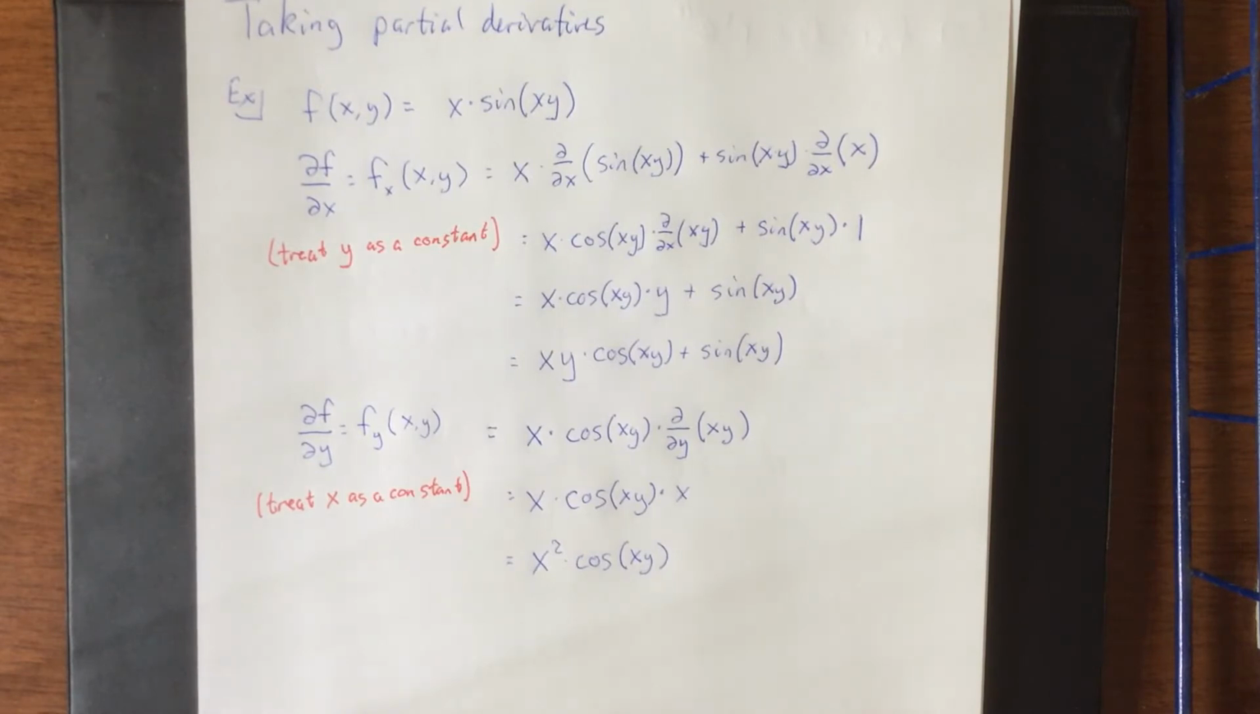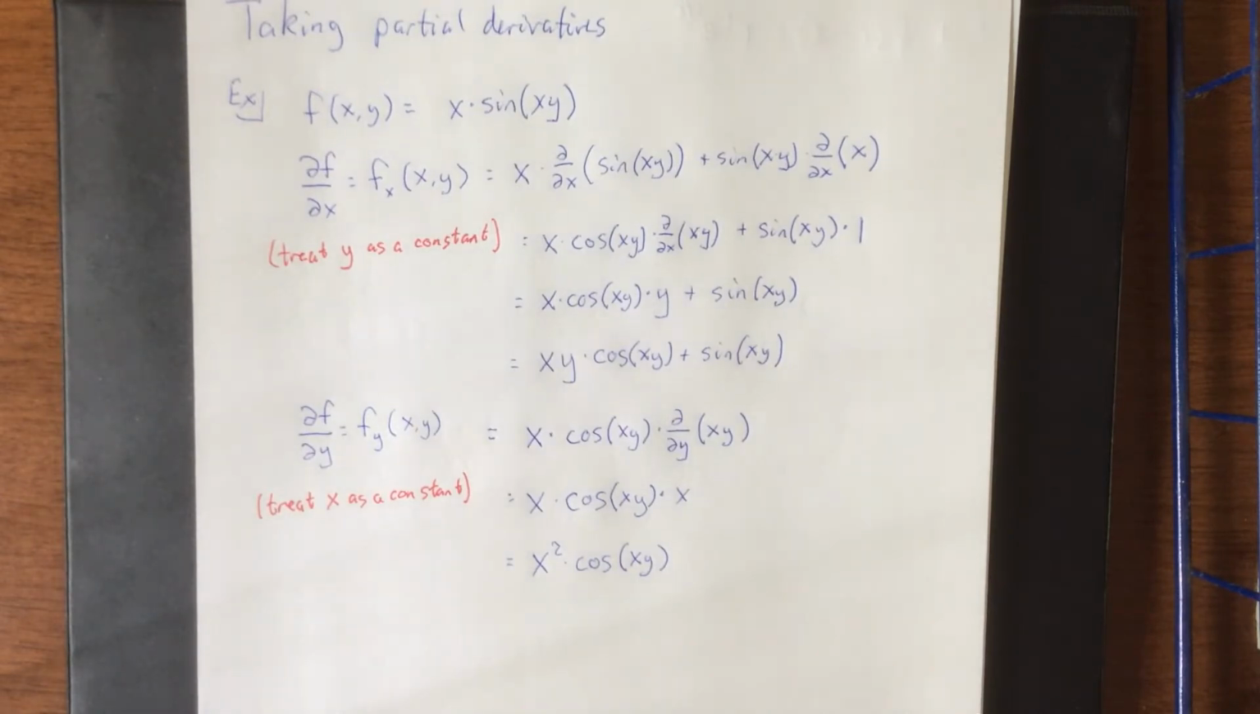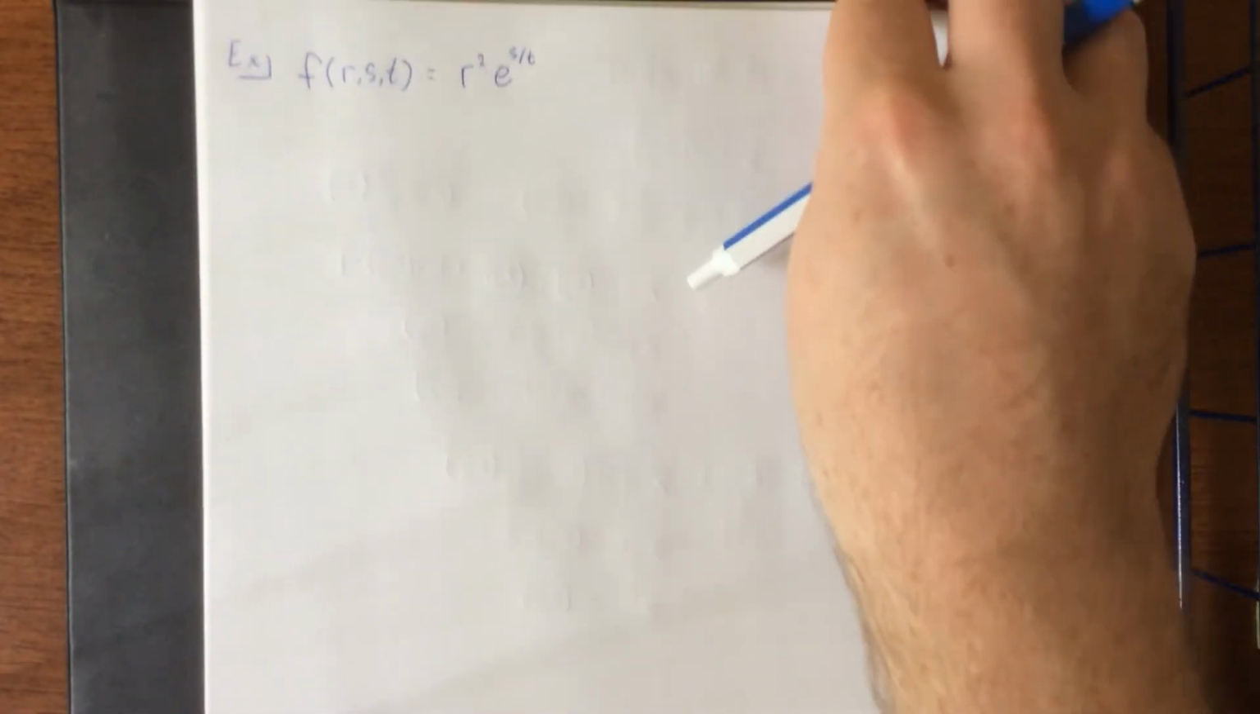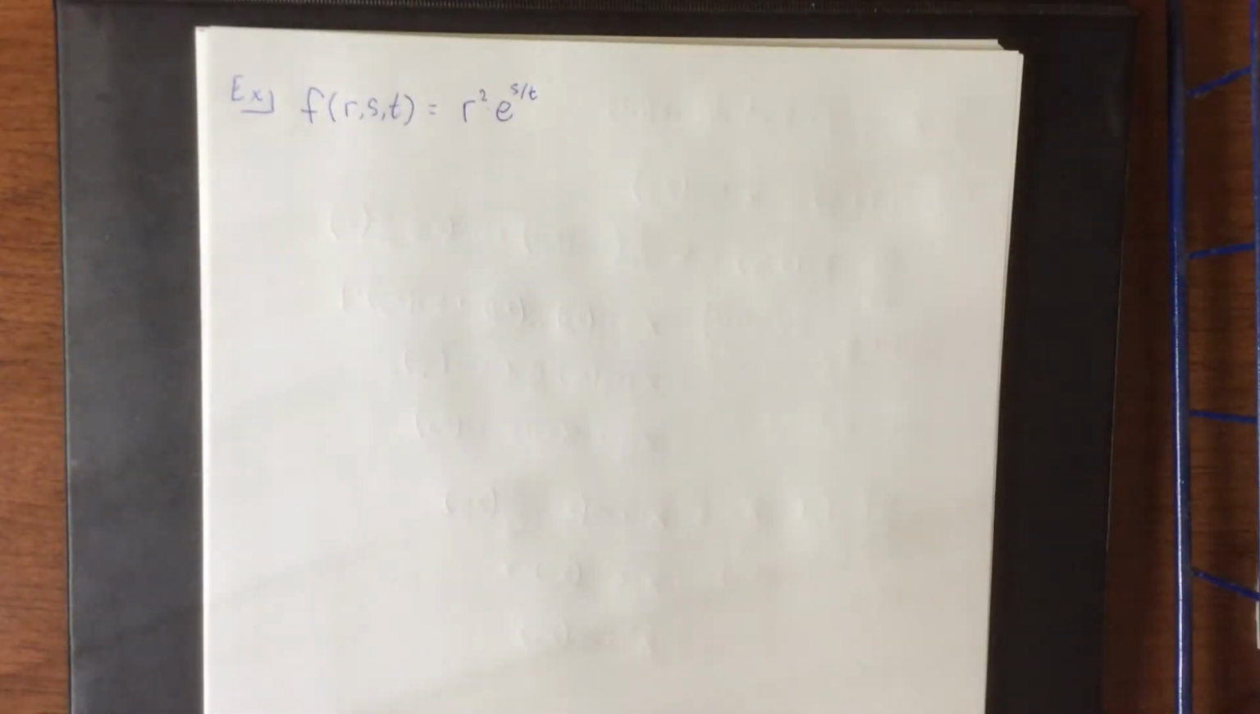So treat your one variable as though it's a variable, treat all other variables as though they are constants. Let's try out one more example. This time though, we're going to be working with a function of 3 variables. This is going to be f of r, s, and t, and it's going to be r squared times e raised to the s over t power. So we'll see 3 pretty different partial derivatives for this one.